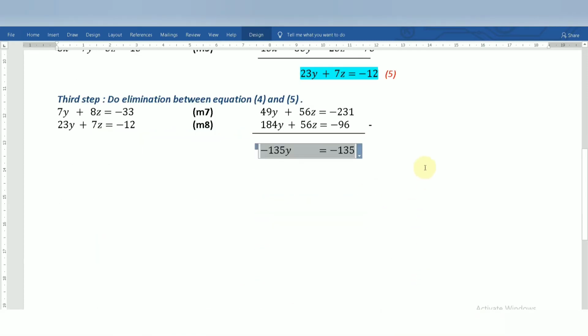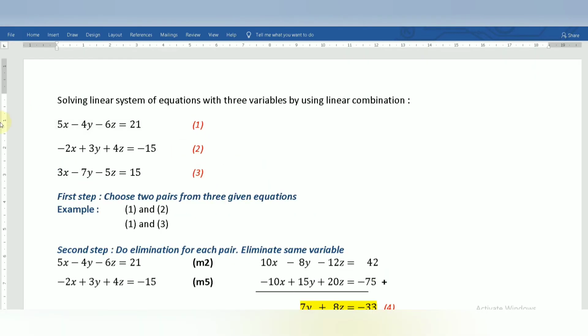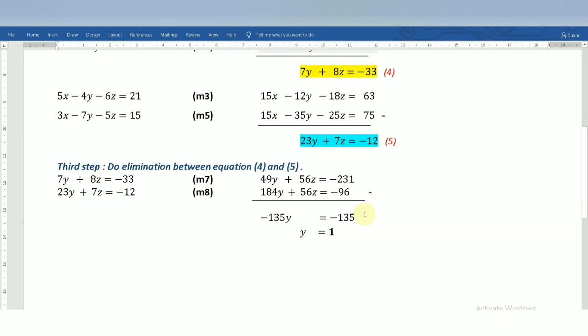Okay, so let's just scroll this, and I will find the value of y equals 1, since I divide both sides by 100, negative 135. So I already found y, okay? But do not be satisfied, since we need to find the values of x, y, and z that satisfy all of the three equations. It means we need to go further to find z and the value of x.